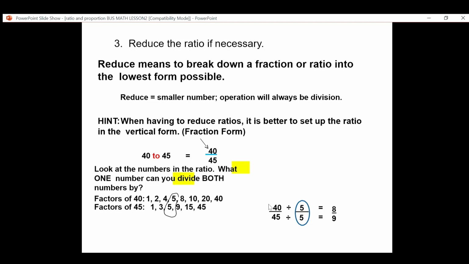So we should write in lowest terms by dividing the numerator and the denominator by the common factor for both. The GCF, or the greatest common factor, for both 40 and 45 is 5. So reducing it into lowest terms, divide 40 by 5, and then divide 45 by 5, then we will get 8 over 9.